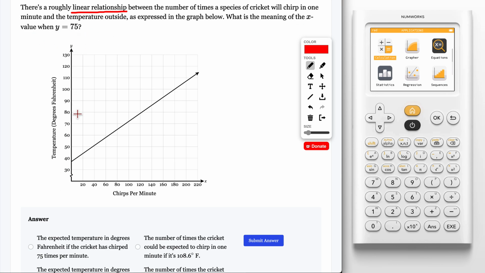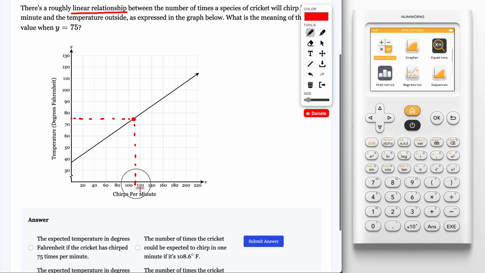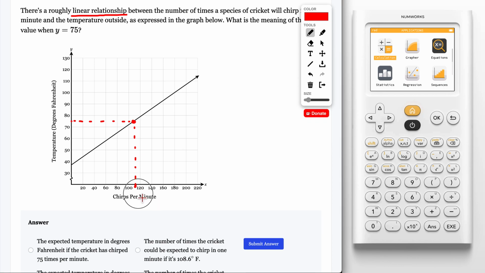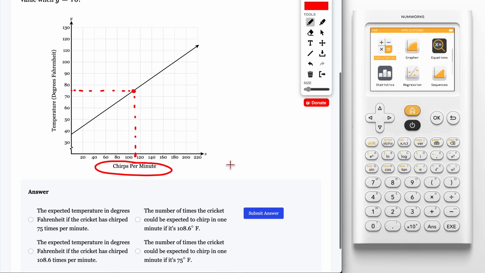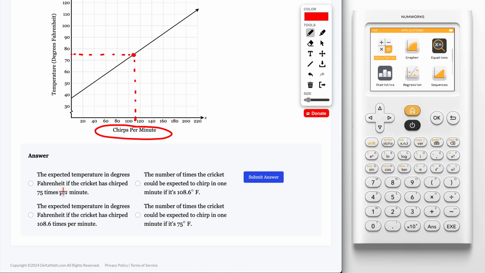So this is our y-axis. So when y is 75, that's right here. So we want to know this relationship between the x and the y. So when y is 75, what is this x value here? Well, we know that this is chirps per minute. So let's look at our possible answers. Is it the expected temperature in degrees Fahrenheit if the cricket has chirped 75 times per minute?